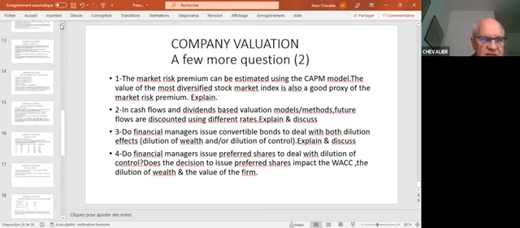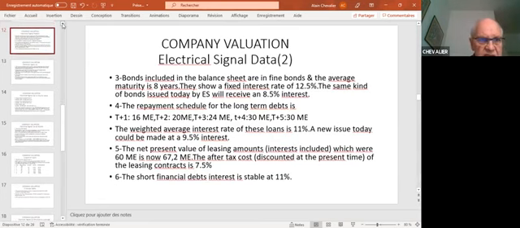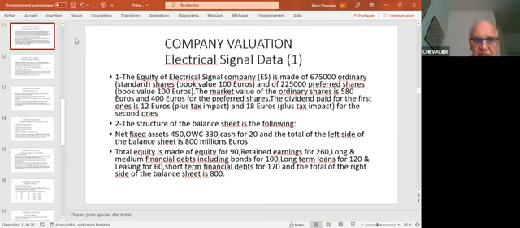So let's go back to slide 11. I think it is 11, yeah. And on slide 11, you find the beginning of this case, which is the electrical signal company. Very often I call it signal, it's more simple, or ES, and you find here on the first line the equity of electrical signal company ES. So you will understand anyway, when there is the word signal, it means that it is this company.